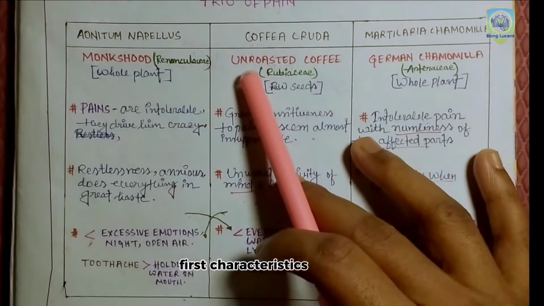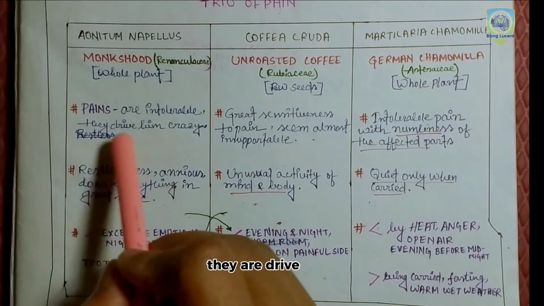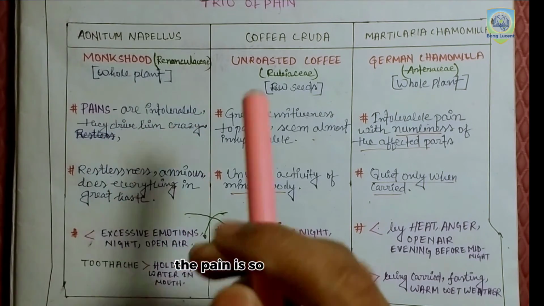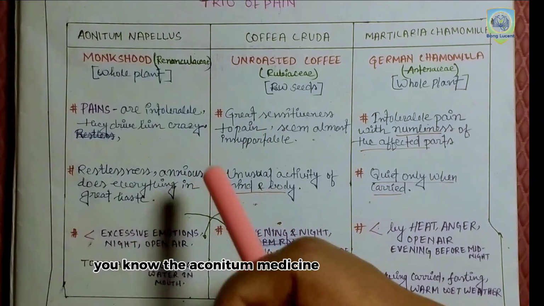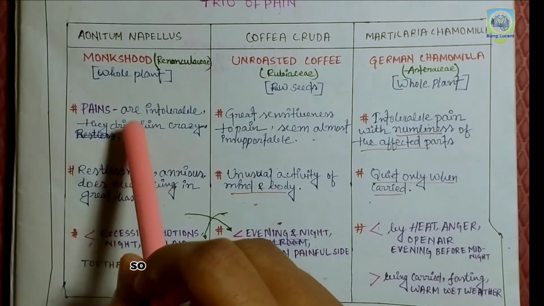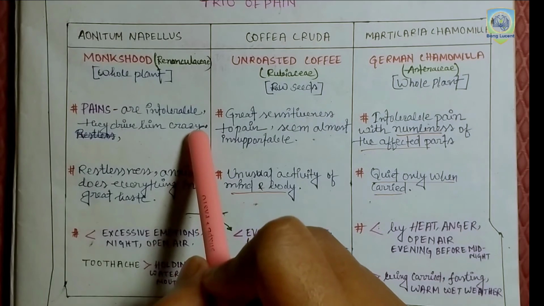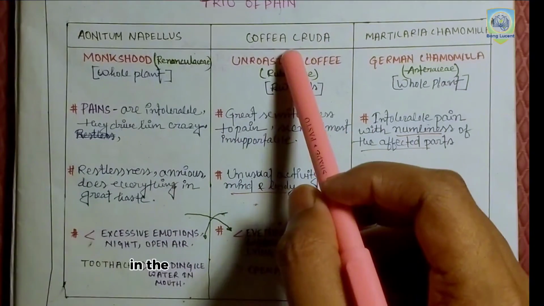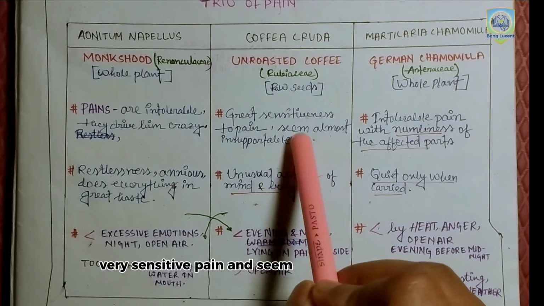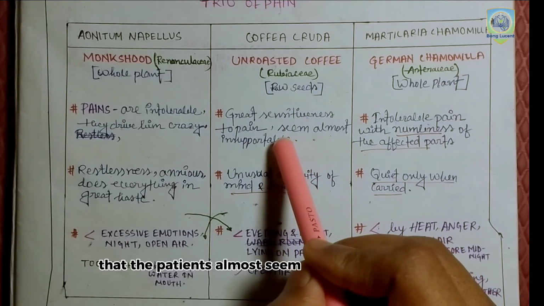Okay, first, characteristics of pains. In Aconitum napellus, the pains are intolerable. They drive him crazy. The pain is so severe, because we know Aconitum is a violent, sudden, wild pain. So the pain is so severe that it is intolerable, and they drive him crazy. In Coffea cruda, the pain is very sensitive, and seems almost unsupportable. The pain is so sensitive that the patient finds it almost unsupportable.